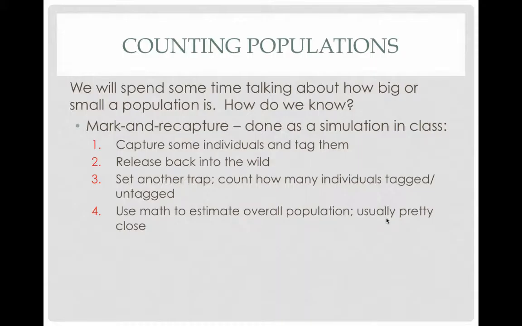The first one's mark and recapture. We did this in class. You capture some individuals, you tag them, and you release them back into the wild. After a certain amount of time, you randomly catch a group of organisms, count how many are tagged, mark down both of those numbers, tagged and untagged, and release them again. Do this over the period of months, and then using a mathematical formula, you are able to predict the actual size of the population to within several percentage points of error.